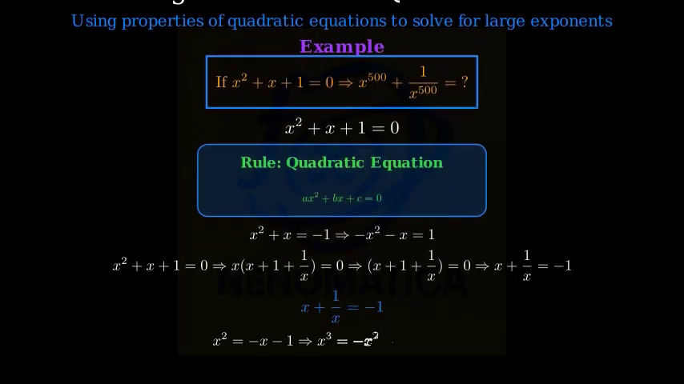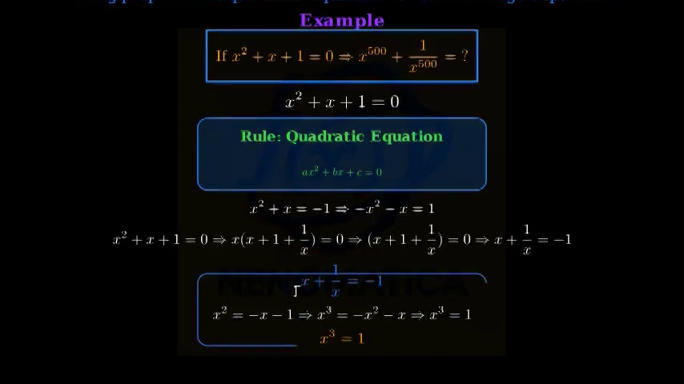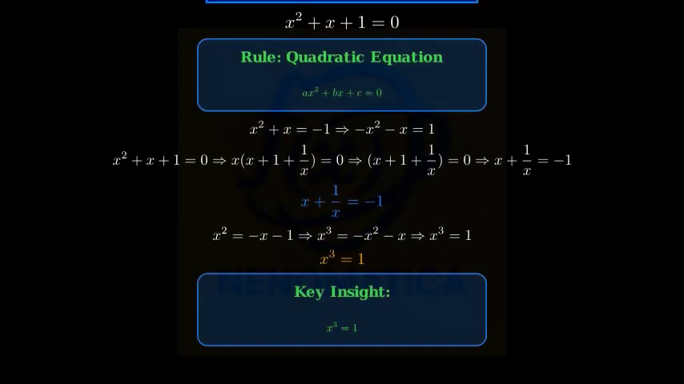We can also rearrange our equation as x squared equals negative x minus 1, which means x cubed equals negative x squared minus x. And that means x cubed equals 1. This last relationship is a key insight that will help us solve the original problem.